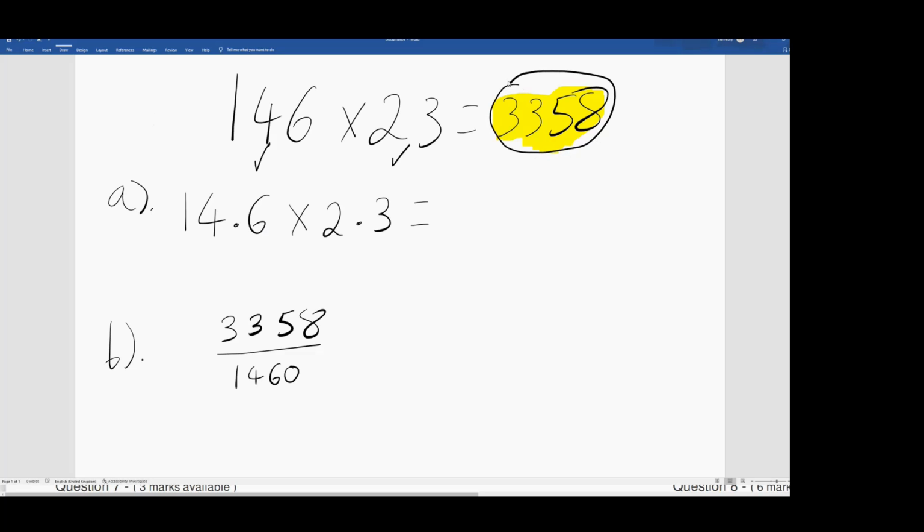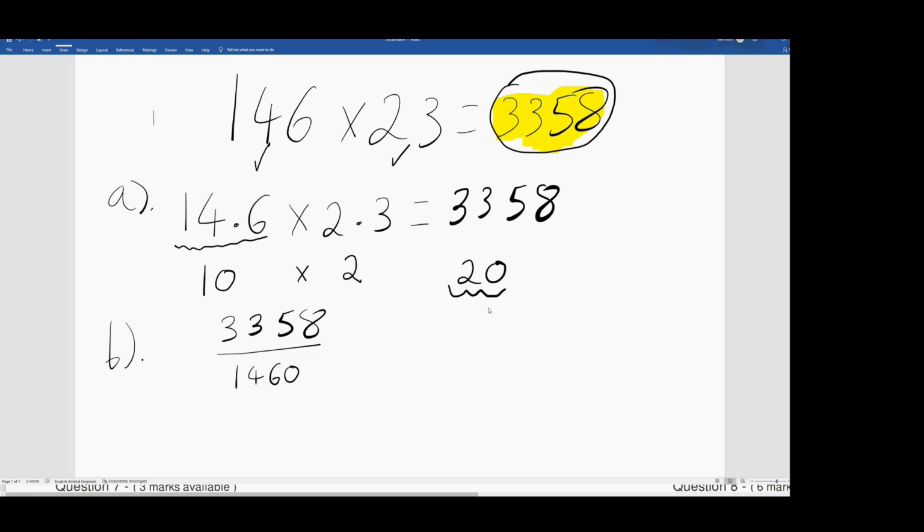So to work out where the decimal needs to go, I'm going to do an estimate. So I've got 14.6, which is about 15. No, sorry, I'm going to say that's about 10. And then 2.3 to one significant figure is 2, giving me 20. So I know I'm going to have the digits 3, 3, 5, and 8, but I need to decide where the decimal needs to go. And it needs to make my answer as close as possible to 20.